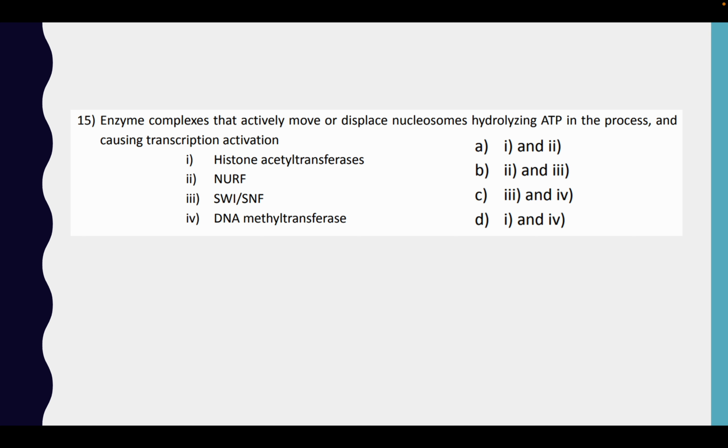Moving on to next, enzyme complexes that actively move or displace nucleosomes, hydrolyzing ATP in the process and causing transcription activation.